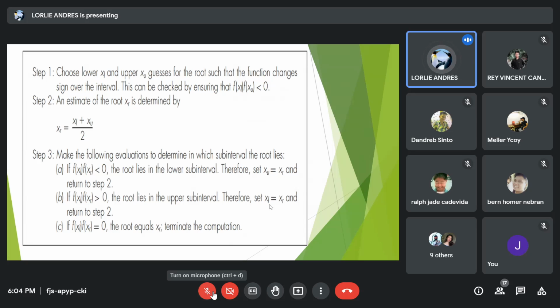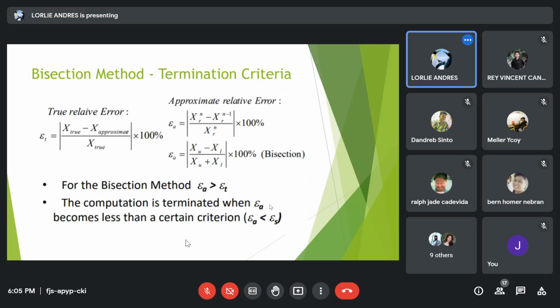Question po for the algorithm. Wala? Sige, so let's continue the bisection method termination criteria.